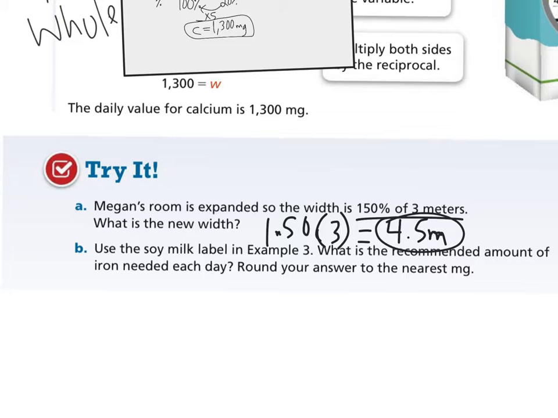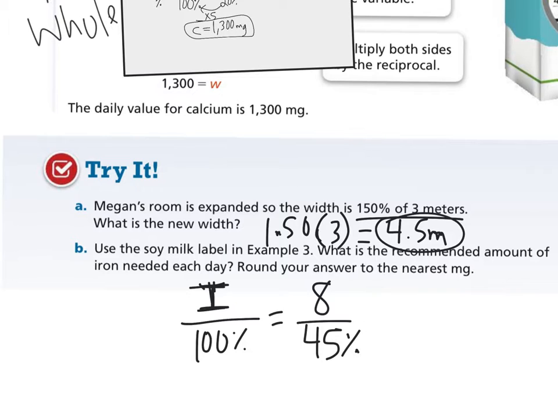Okay. Part B, using the soy milk label in example 3, what is the recommended amount of iron needed each day? So iron, you can see 45% is 8 milligrams. So you could say, we're trying to find iron. Maybe we'll do a capital I for iron. We're trying to find the iron that's 100% if 8 milligrams is 45%.